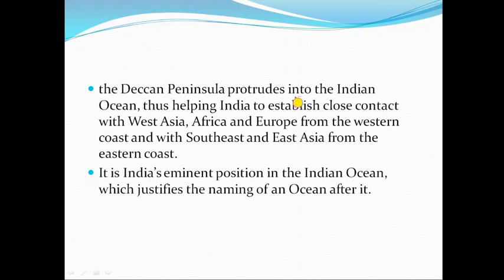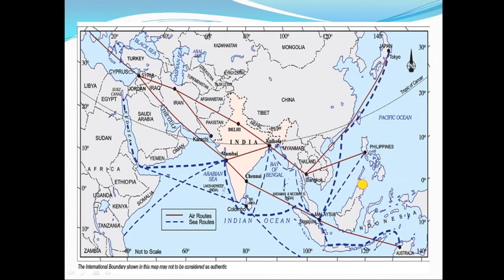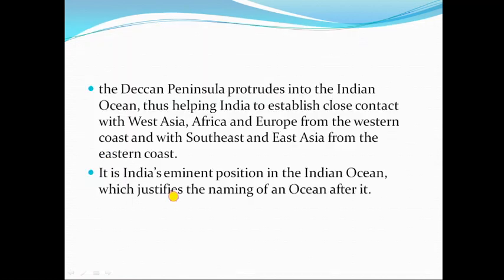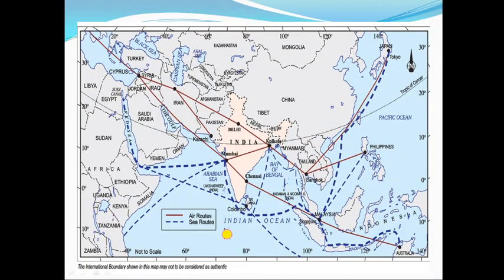The Deccan Peninsula protrudes into the Indian Ocean, thus helping India to establish close contact with West Asia, Africa and Europe from the west coast, and Southeast Asia and East Asia from the eastern coast, as we have already covered. In this way we are connected with Southeast Asia, East Asia, and European and African countries. It is India's eminent position in the Indian Ocean which justifies the name of the ocean, that is, the Indian Ocean.